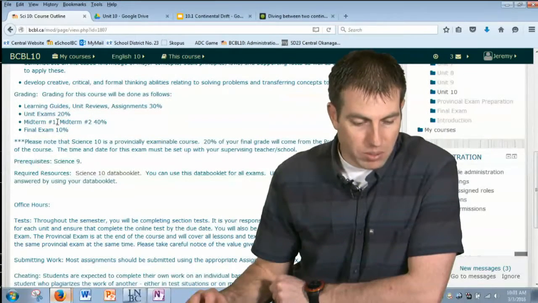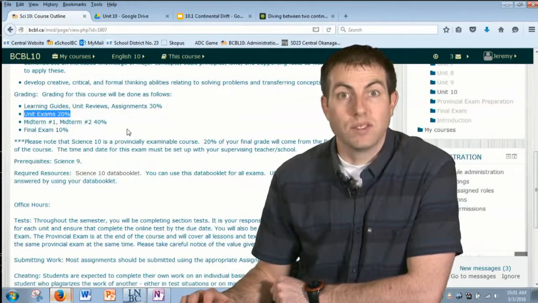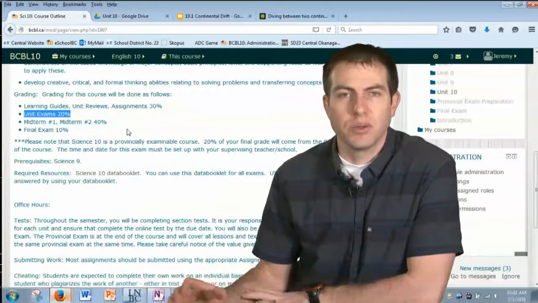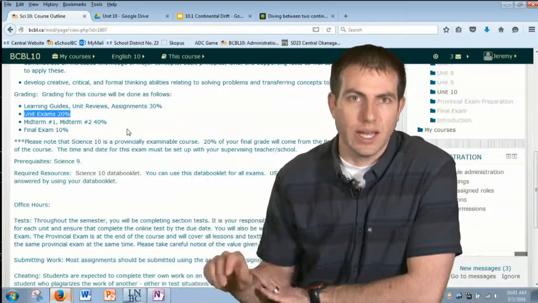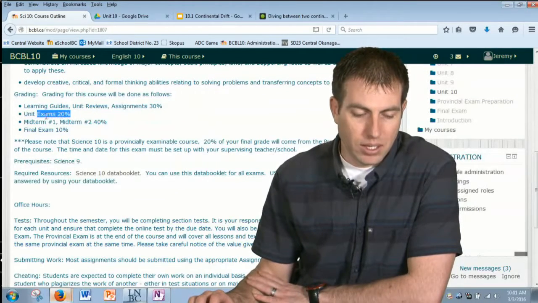So midterm exam number 1, I'm going to put it in with the unit exams. So it won't be that much. It'll be probably 3 times as much as a regular unit test, but it's still only going to go for 20% of your mark.